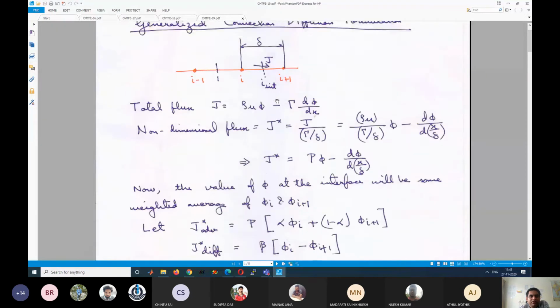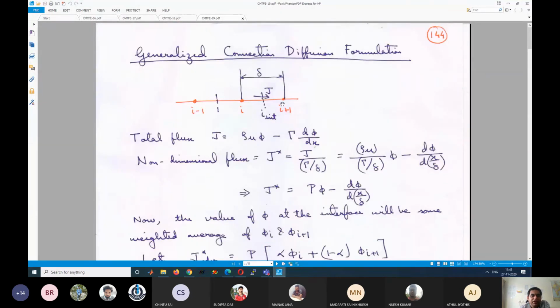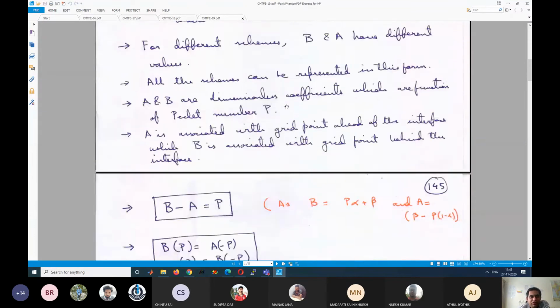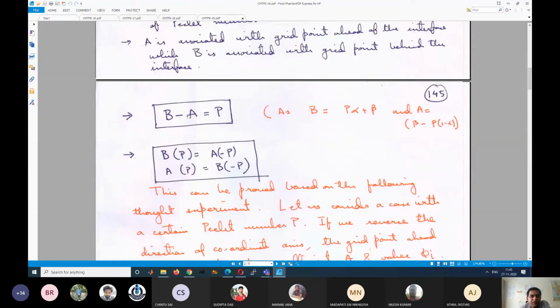If you know the weightage of the ith grid point, you can directly calculate the weightage of the I plus 1th grid point, because the weightage is B, so A will be B minus P. Okay. So this is a very important feature because it means that we can reduce the schemes just to stating the value of A, instead of writing or trying to find the value of both A and B. If we can find the value of A for any scheme, that is sufficient for us.